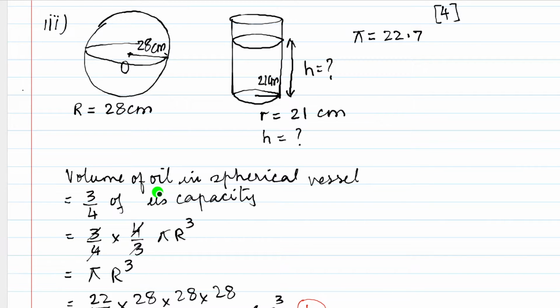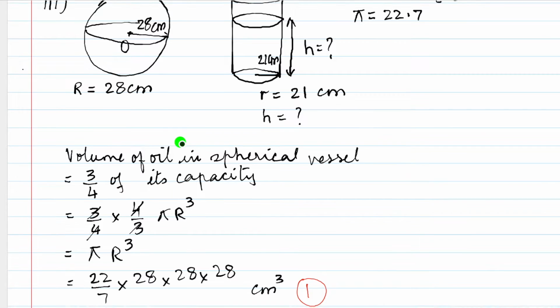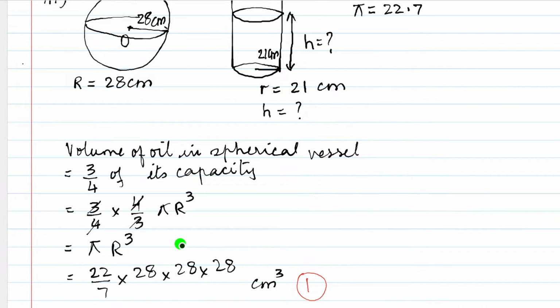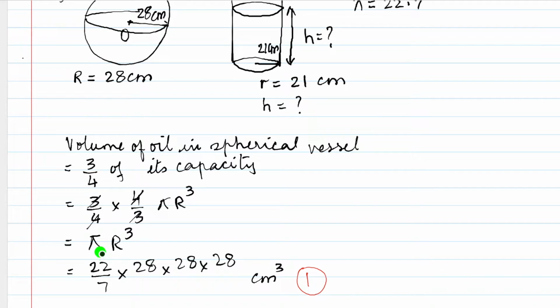So we know that volume of the oil in the spherical can over here will be 3/4 of its capacity. Capacity means volume. So it will be 3 upon 4 into what is the formula for capacity or volume of the sphere? 4 upon 3 pi r cube. So we will cancel this 3 and 4 and we'll get just plain pi r cube. If we substitute the values, pi will be 22 upon 7 into 28 into 28 into 28 centimeter cube. Now to get this part will be our 1 mark.